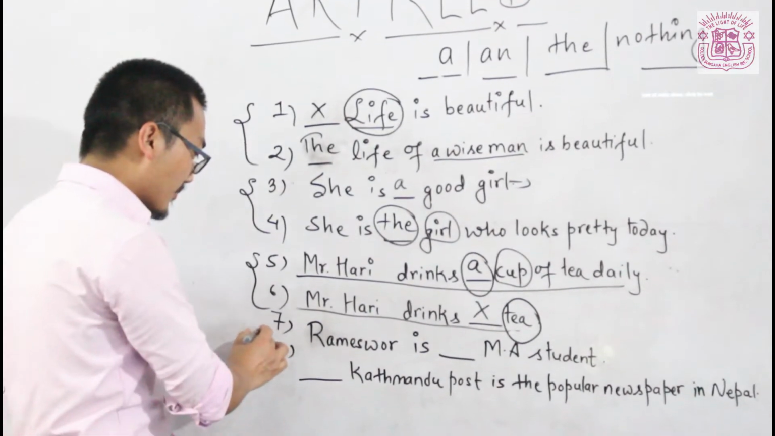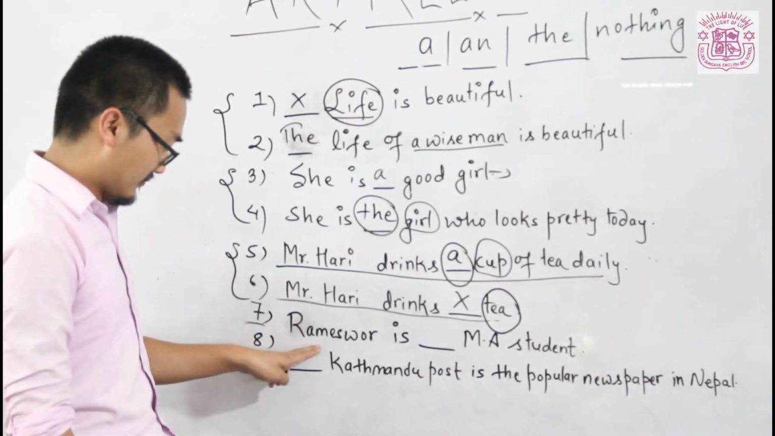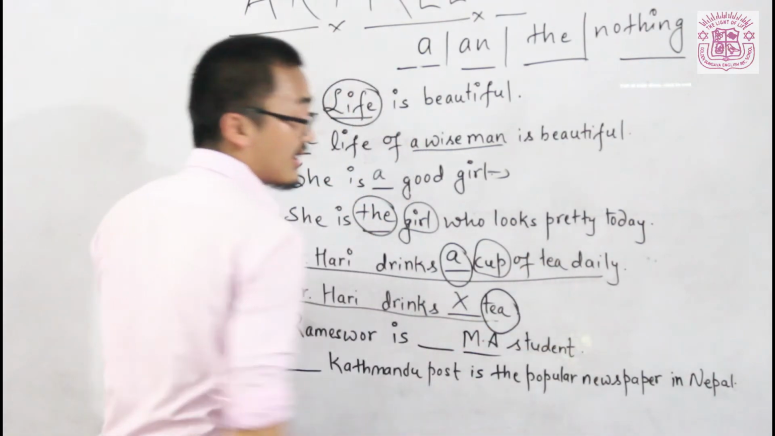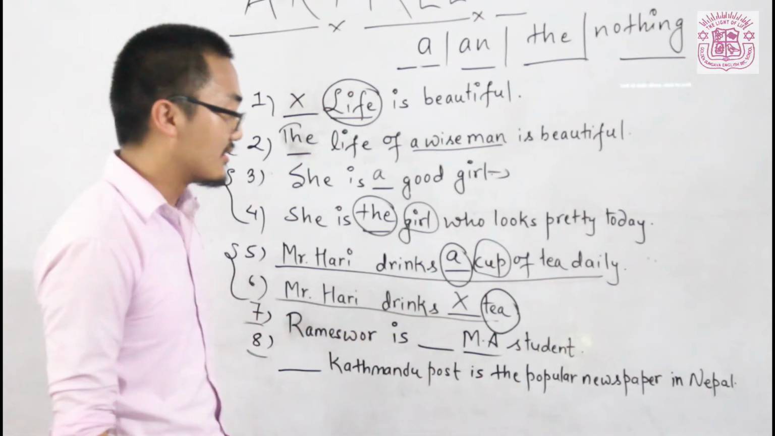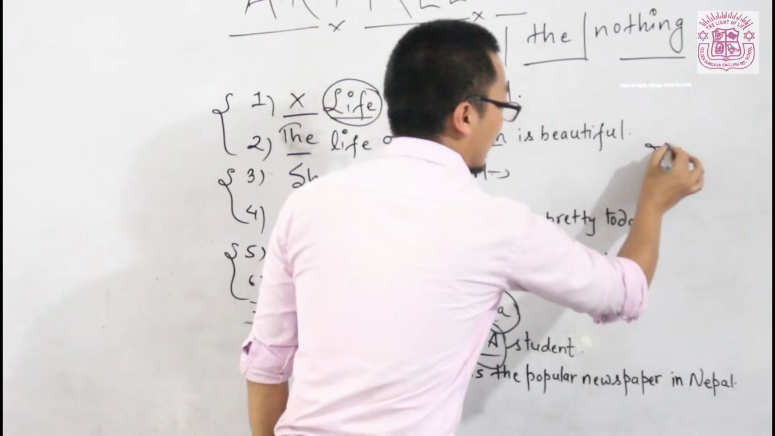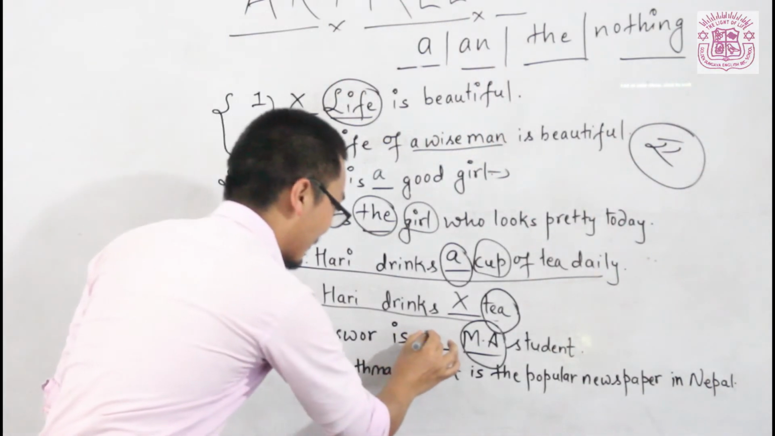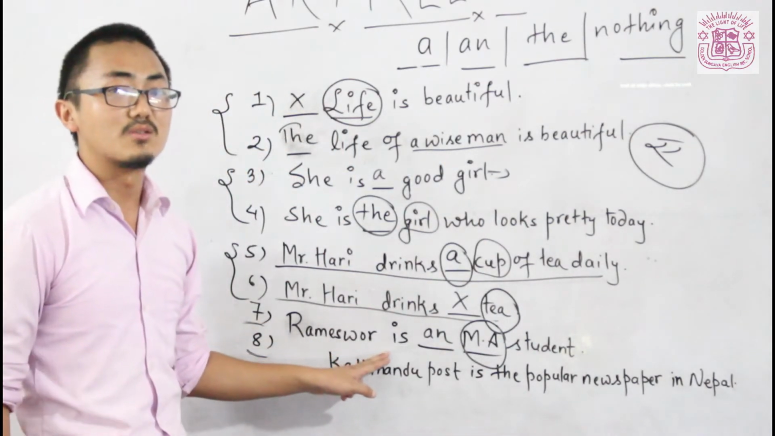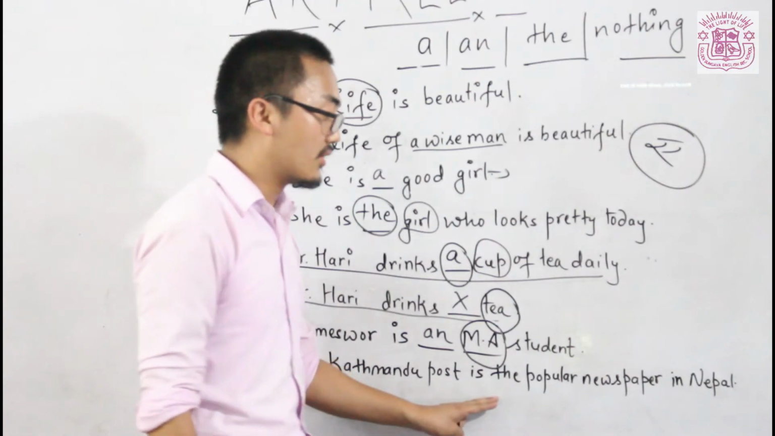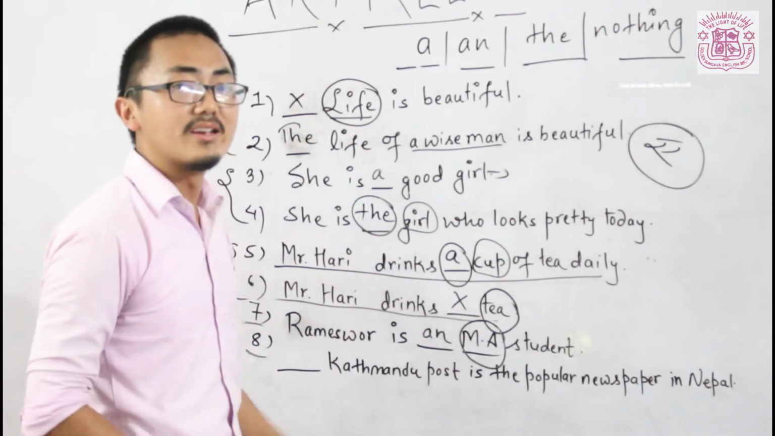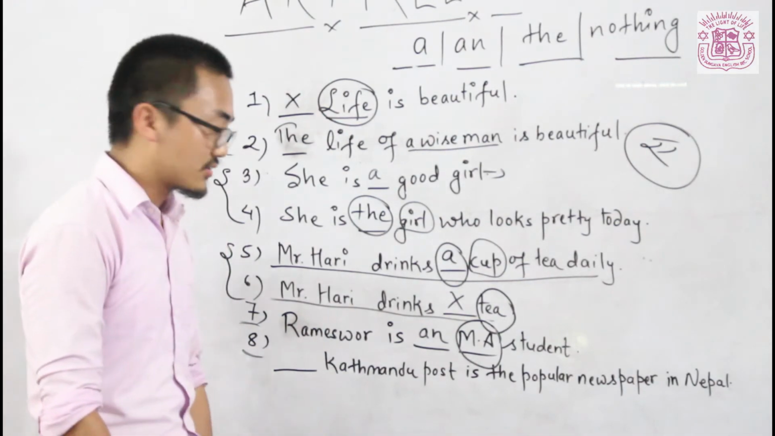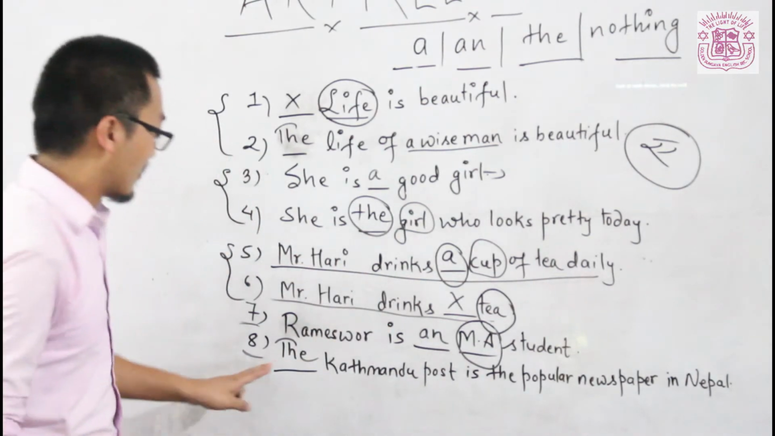Okay, now let's see number 7 and 8. You can see here, "Rameshwar is MA student." I think in our previous video we have already talked about this word MA. When you pronounce the word MA, it sounds like a Swar Varna. That means when you pronounce it, A comes first. So that's why we have to keep here an. This is one of the easiest questions. Next, let's see number 8. You can see here, "blank Kathmandu Post is the popular newspaper in Nepal." As we have already learned in our previous video, in the names of popular newspapers we have to keep the. So this is also the, in question number 8.